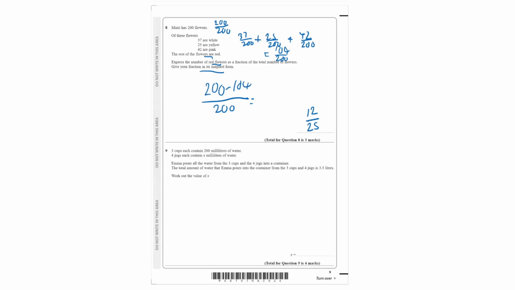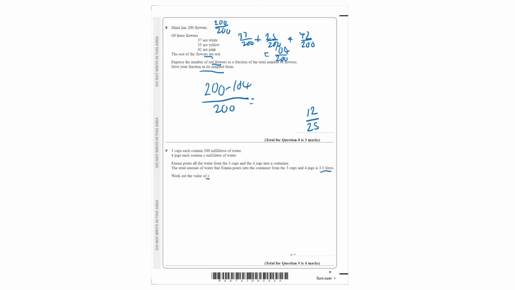3 cups each contain 200 milliliters. 4 jugs each contain X milliliters. Emma pours all the water from the 3 cups and the 4 jugs into a container, and the total amount that she gets is 3.5 liters. Work out the value of X.